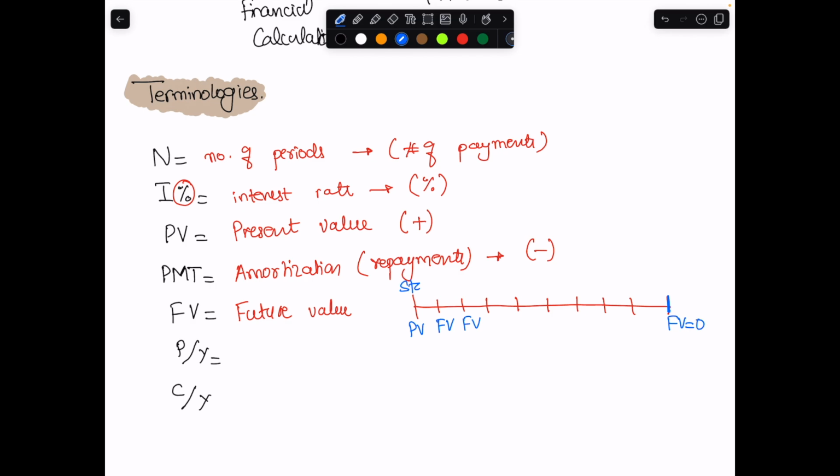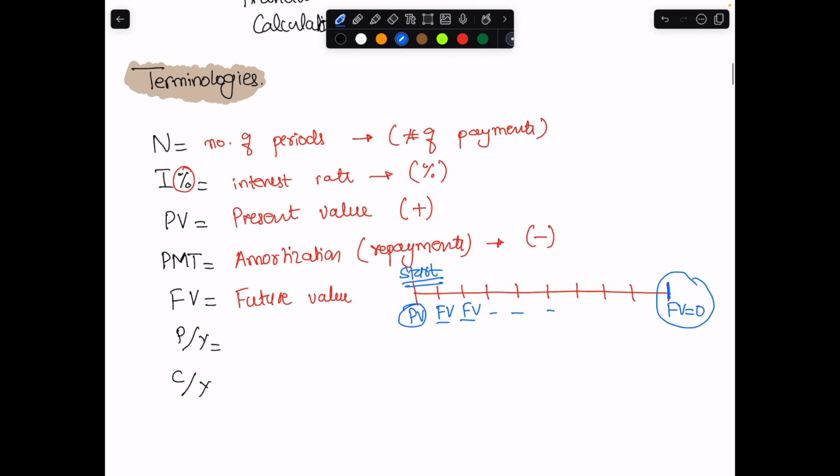So at the start, your future value is basically the present value, and then the future value can be calculated for each instance using the financial calculator. But once the loan is settled, you must know that the future value is 0 because all of the loan has been settled, so everything is 0. There is no money payable to the bank.